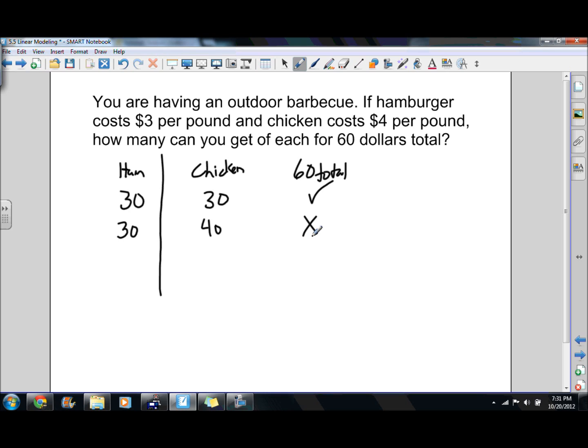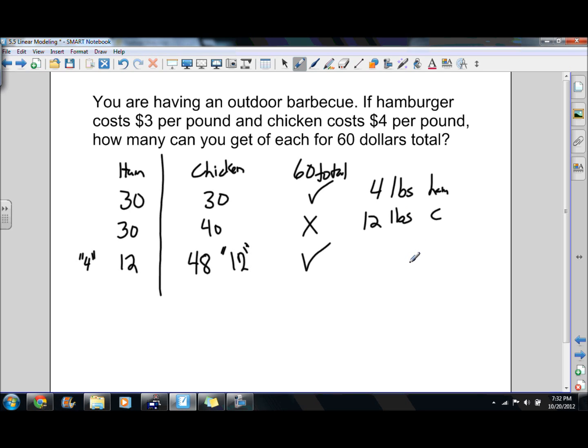So if we just think about this logically, let's say I'm going to spend 4 pounds of hamburger. Okay, so 4 pounds gives me 12 total dollars because it's $3 per pound. Meaning I have $48 left that I can spend on chicken. So I have to spend $48, so that's going to be 12 pounds of chicken. So that's one way that we could solve it. 4 pounds of hamburger and 12 pounds of chicken. That would give me an answer.